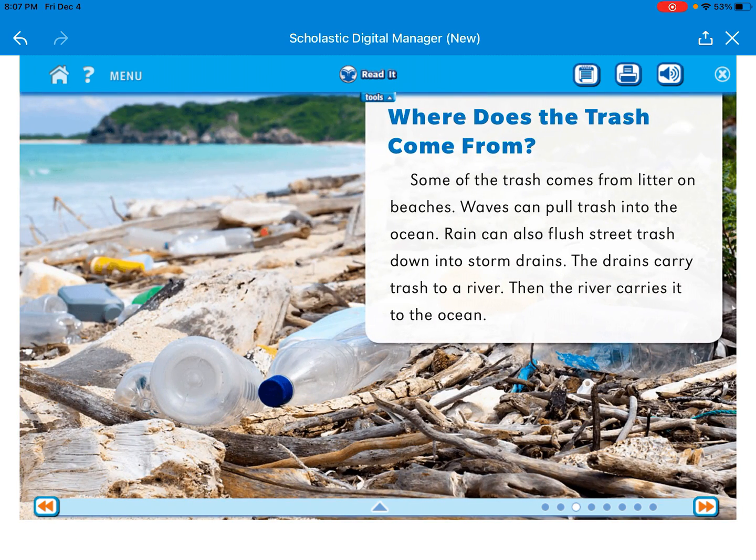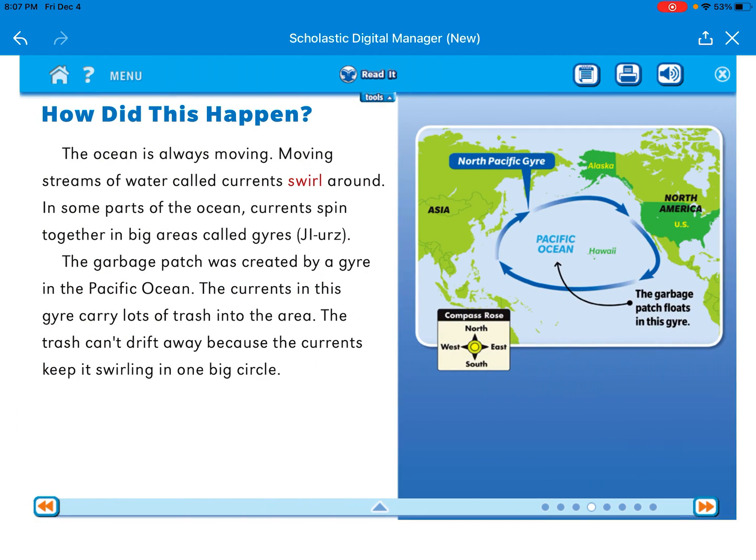When we go to the next page, we have another heading. Where does the trash come from? That means down in this section, I'll read about where the trash comes from. It looks like it's saying that waves can pull trash to the ocean, and rain can flush street trash down to the storm drains. Okay, so this heading gave me a heads up about what's in the text.